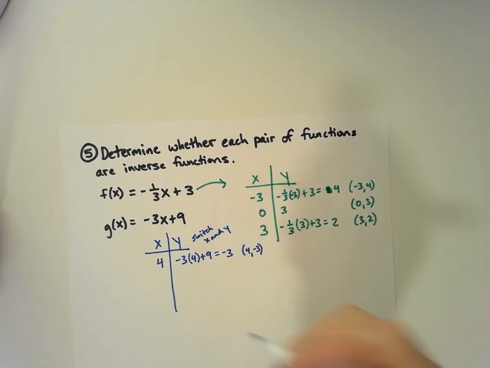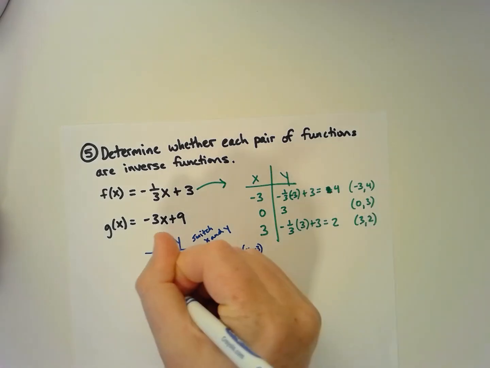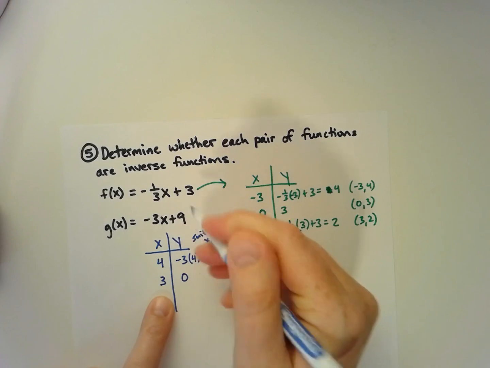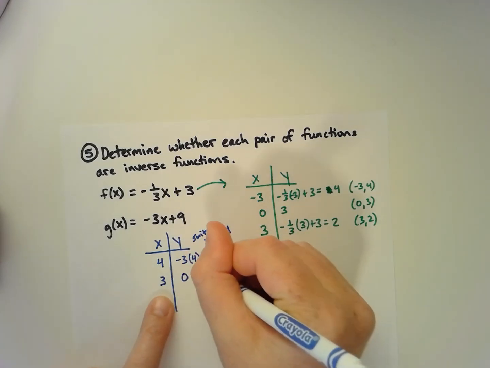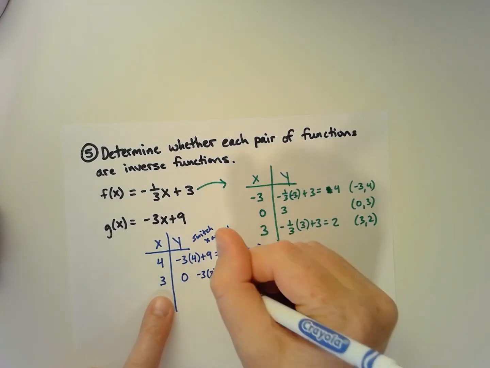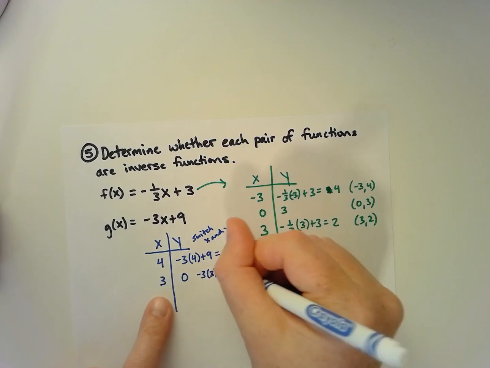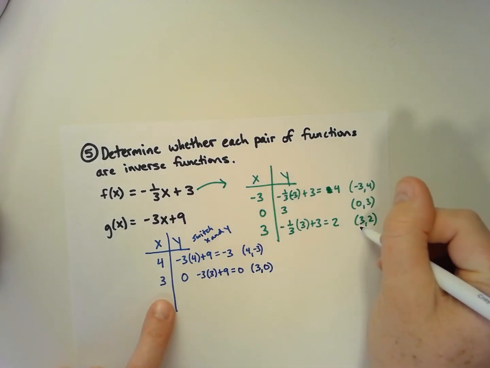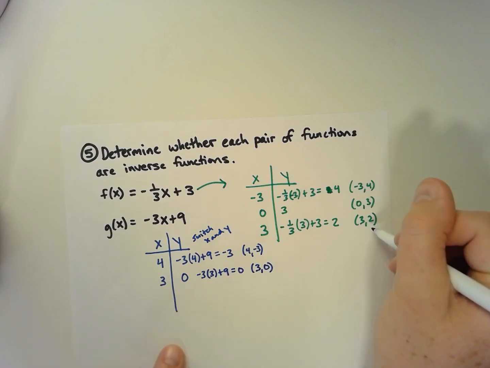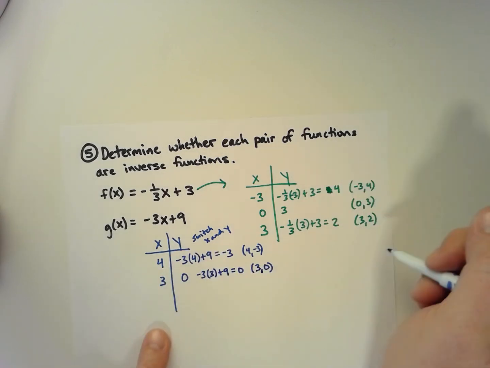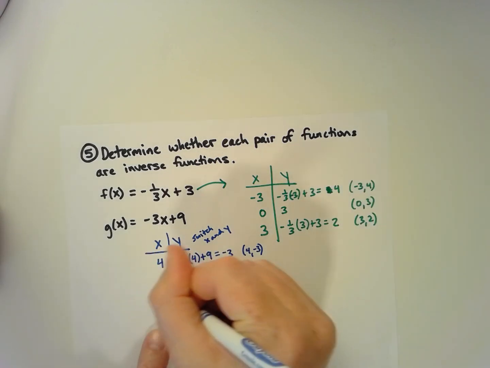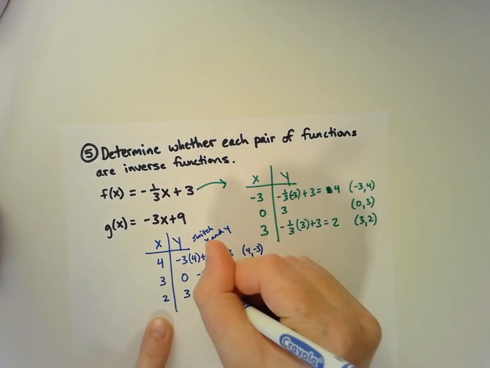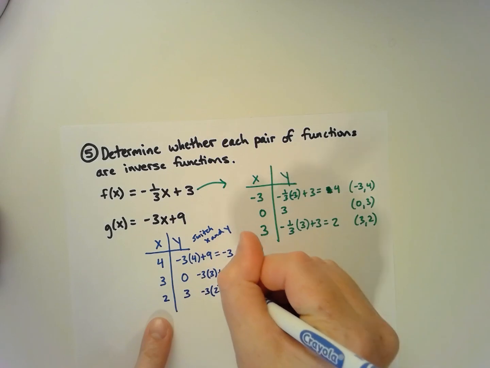So let's check the second value. So let's switch 3 and 0. So if I plug in a 3 right here, that would be negative 3 times 3 plus 9, which is negative 9 plus 9, which does equal 0. So far it's checking out okay. Let's check one more point. So 3, 2 was my point for the green function for f of x. Let's switch it and see if that still works. So if I plug in 2 for x, so negative 3 times 2 plus 9, that would give me 3.